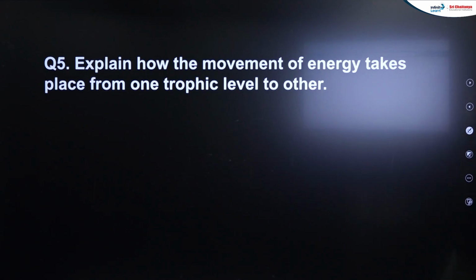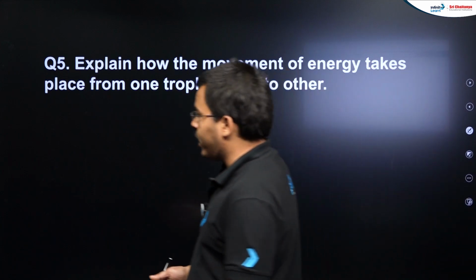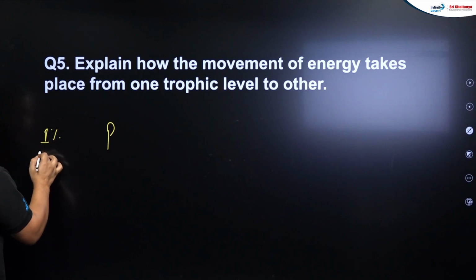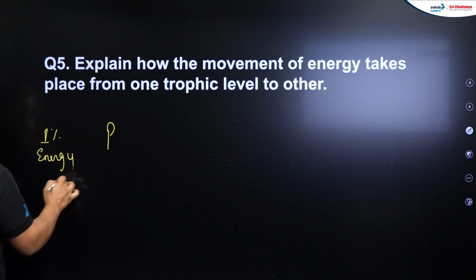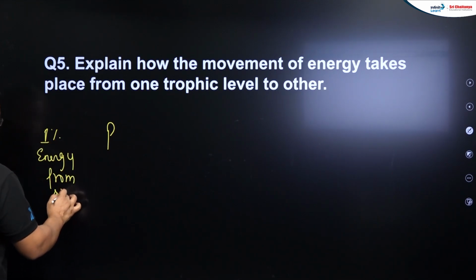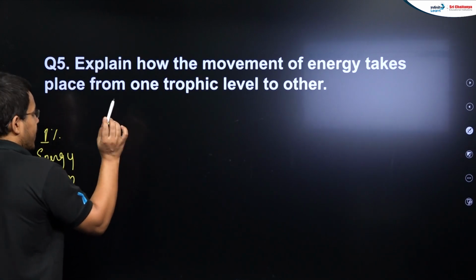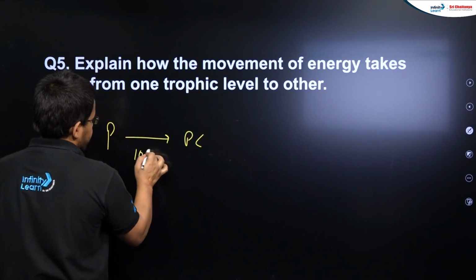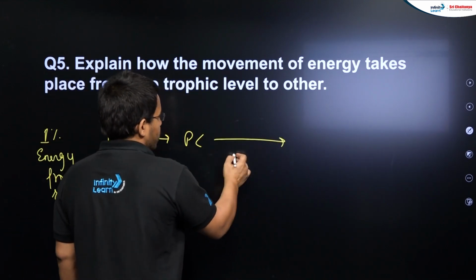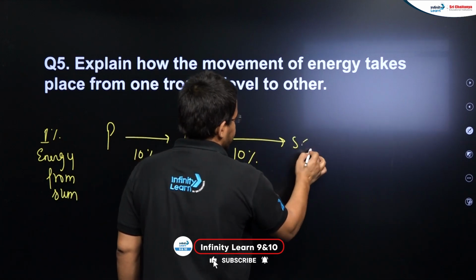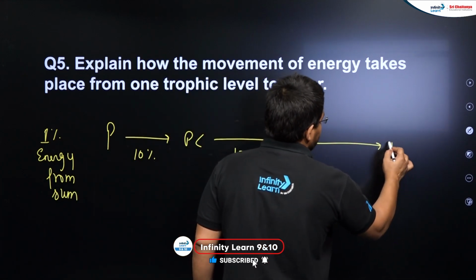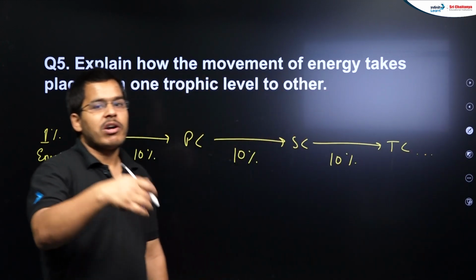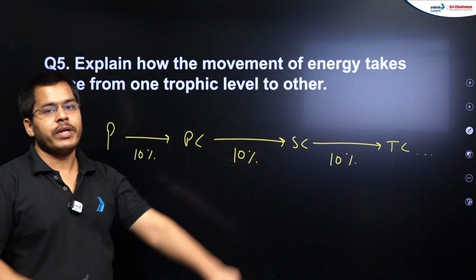So students, there is a 10% law of energy that you will know very well. Producers are getting 1% energy from the sun. After that, it goes on at 10%. From producer to the primary consumer, 10% energy is moving. From primary consumer to secondary consumer, again 10% energy is moving. From secondary consumer to tertiary consumer, again 10% energy is moving, and so on. If there is a quaternary consumer, then again 10% energy will move to that level.